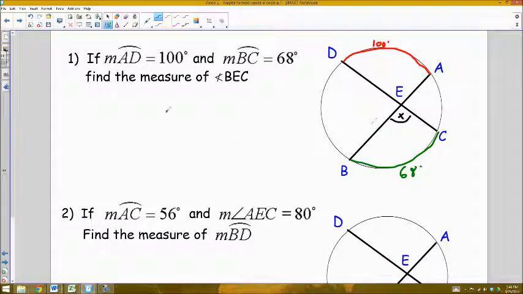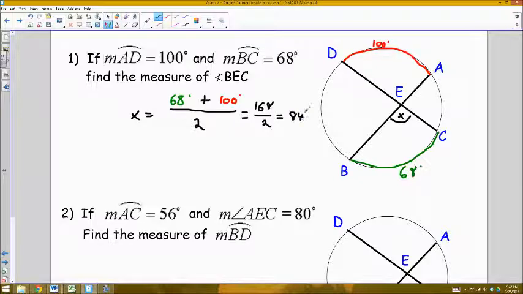Well, the measure of this angle, X, is equal to the average of the arc across from it, which is my 68, and the arc across from its vertical angle. And the angle vertical to X is AED, and the arc across from that is the 100 degrees. So the average of those two values is their sum divided by 2, which gives me 168 divided by 2, which gives me 84 degrees.